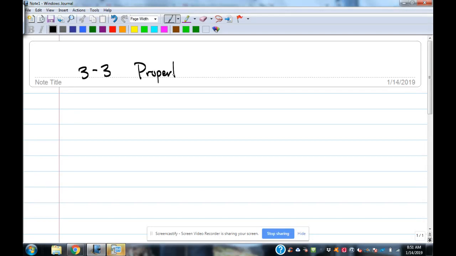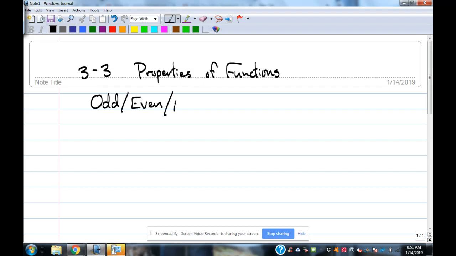Properties of functions. All right. The first thing we want to talk about is the odd, even, neither test for functions. We can determine if a function is odd, if that function is even, or there are quite a lot of functions that are neither of those.